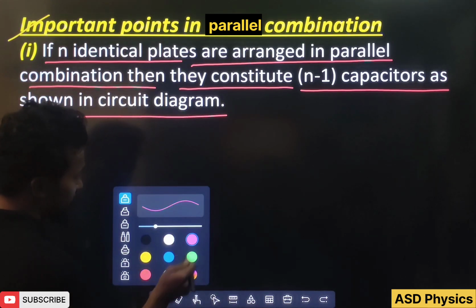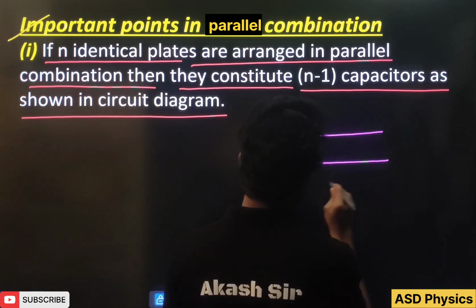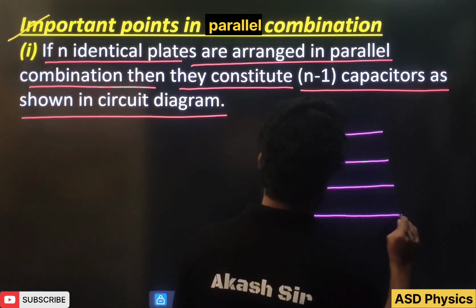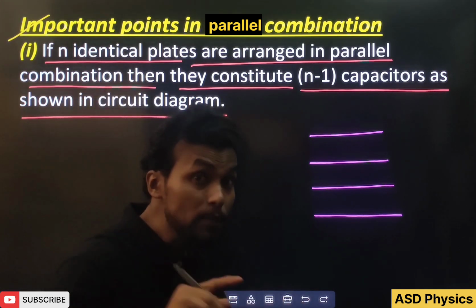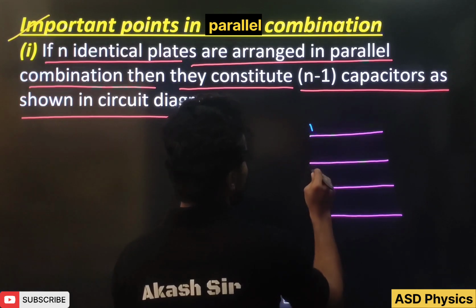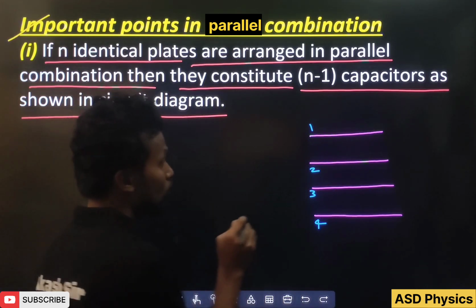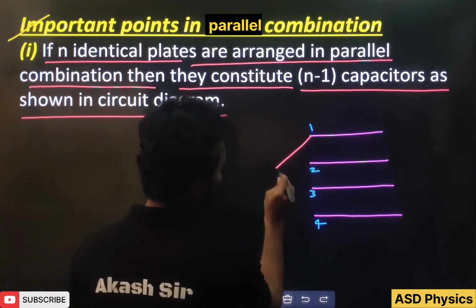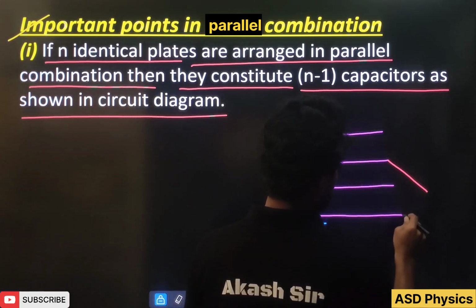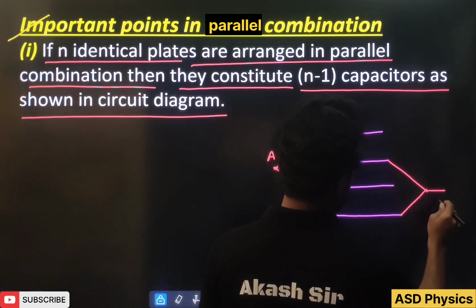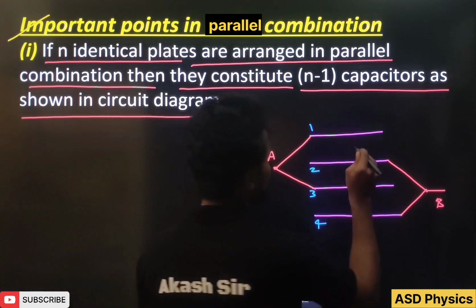Okay, so here we are going to connect like this. This is one plate, this is one plate, this is one plate, this is one plate. Parallel combination means, remember students, alternate plates will be connected to the battery. So here 1, 2, 3, 4. Which plates are alternate? 1 and 3 are alternate. This will be connected to, let's take terminal A, and this one will be connected to terminal B. And after that we'll give some numbers here.